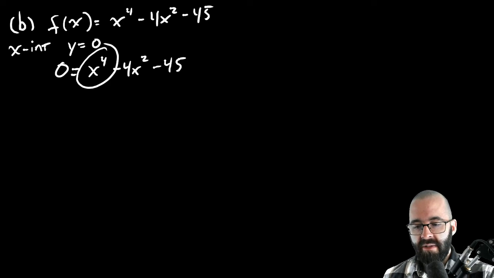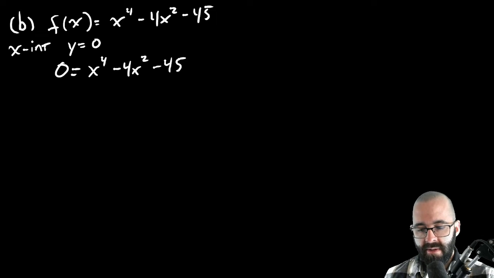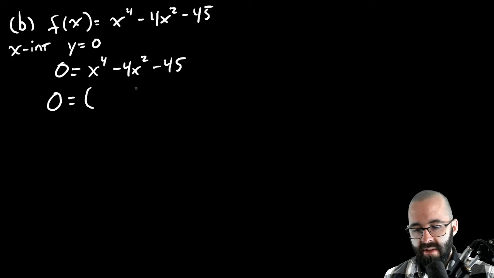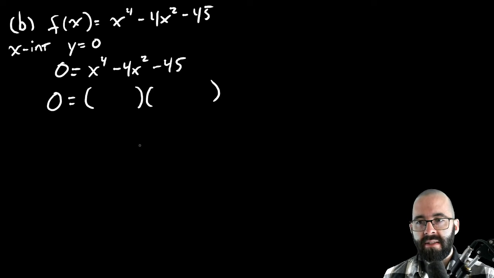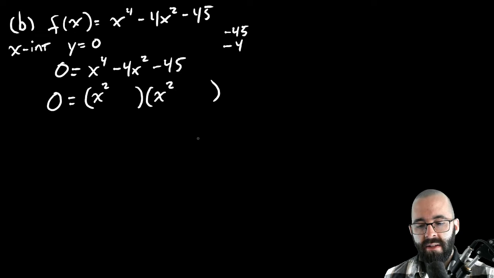Because notice this is x to the 4th. That's x squared times x squared. Then this is our x squared term. And this is 45. So we actually factor this like we factor a lot of trinomials. The difference is, when we factor it like this, how do we get x to the 4th? X squared times another x squared. And then we need two numbers that multiply to negative 45 that add to negative 4. Multiply to the last number, add to the middle coefficient.